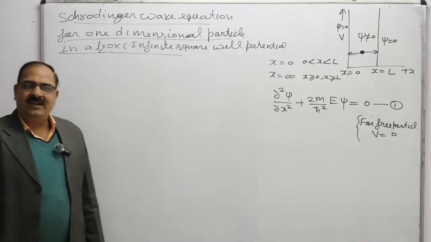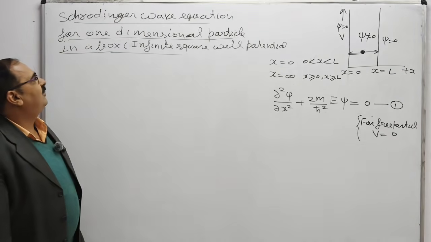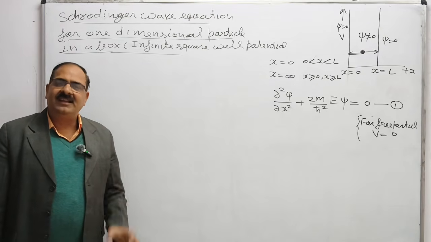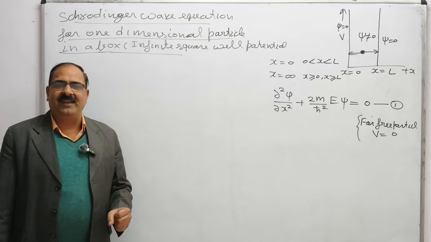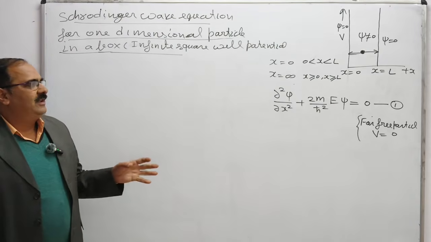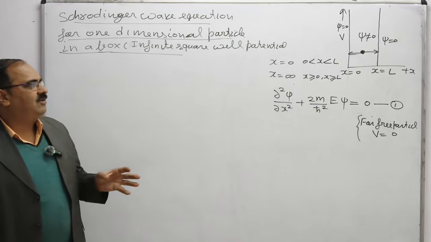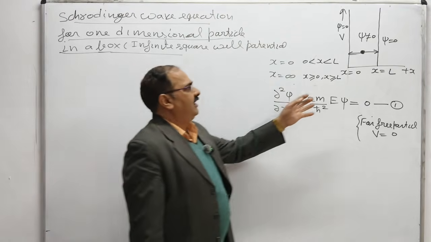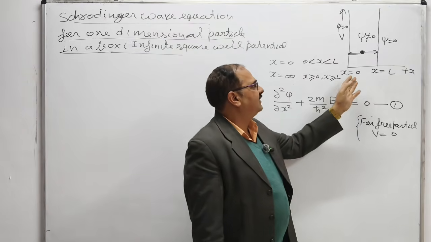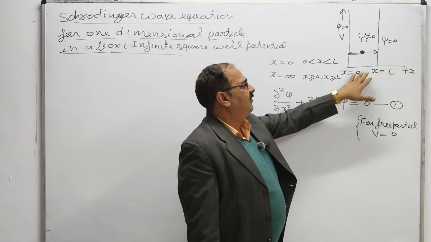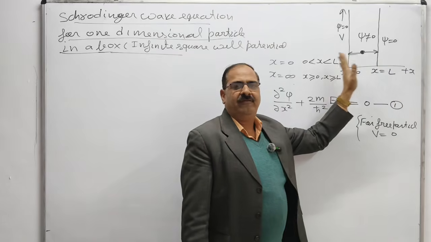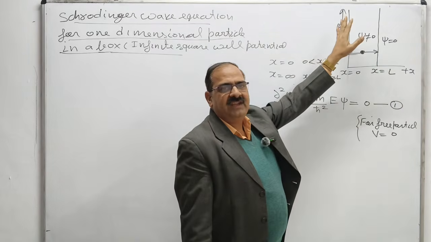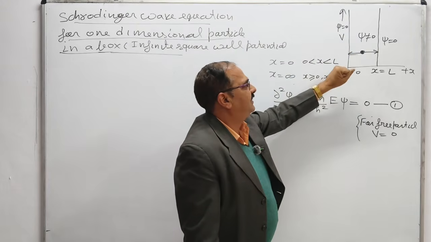Students, today I will discuss the Schrodinger wave equation for a one-dimensional particle in a box. It is a very important topic. Suppose, according to the Schrodinger wave equation application, the particle in a box is in an infinite square well potential, in one dimension, with back and forth motion.